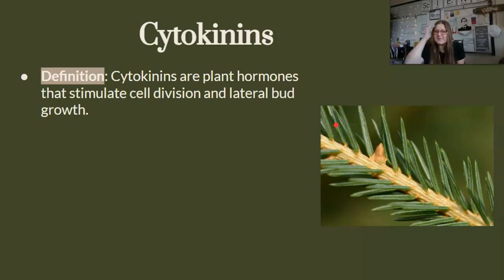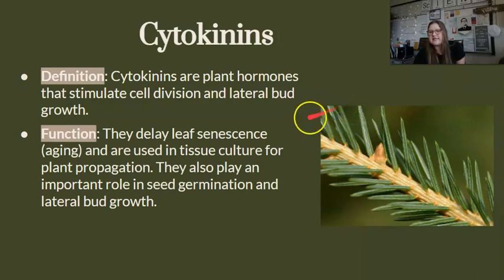All right, cytokinins are plant hormones that stimulate cell division and lateral bud growth. They delay leaf senescence, which is leaf aging, and they're used in tissue culture for plant propagation. There are certain plants that don't propagate easily. Plants that propagate really easily, you just cut them, stick them in water, and they'll grow roots. Some plants aren't like that, and so in labs or in specific facilities, they can do what's called a tissue culture, where they take some of those cells from the plant and create a tissue culture from it, and they can grow a whole new plant from it. It's cloning, but it happens a lot with orchids. So cytokinins are used a lot for that.